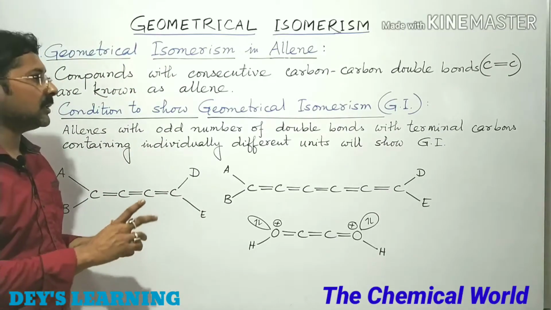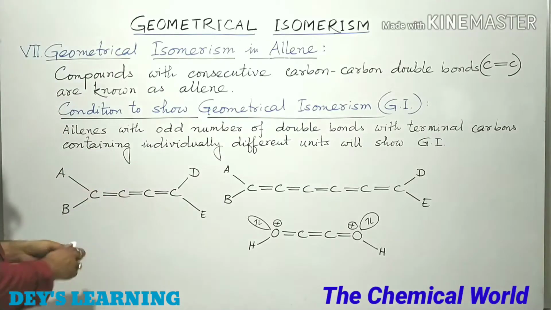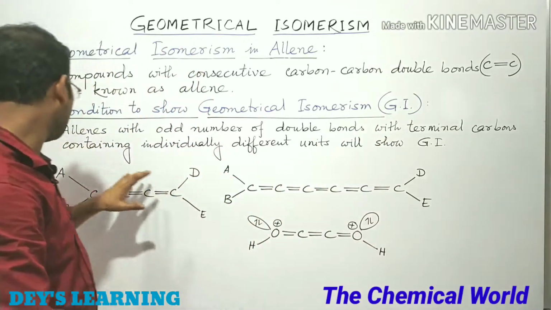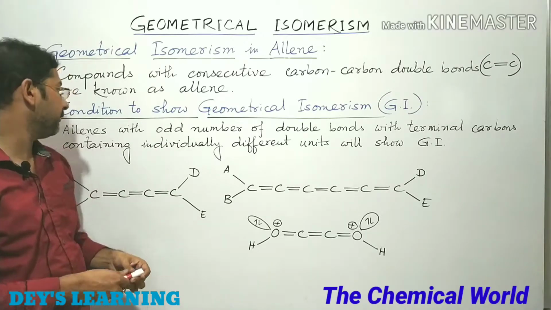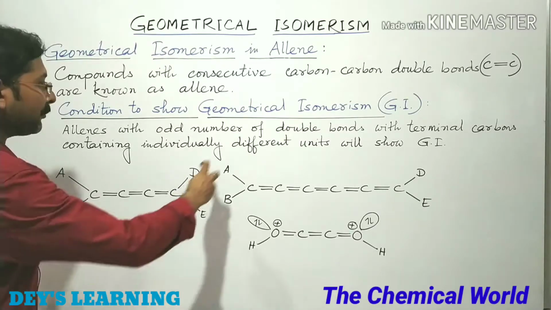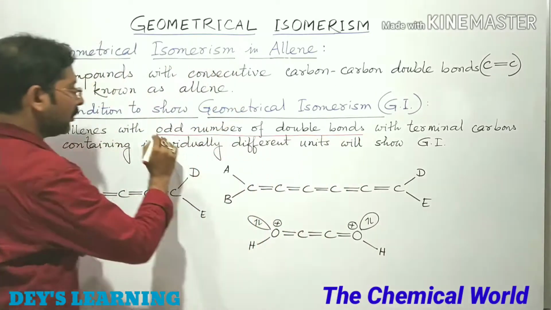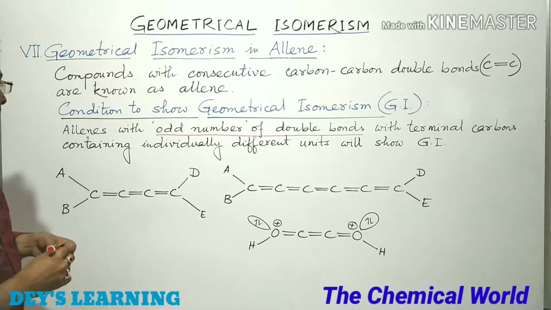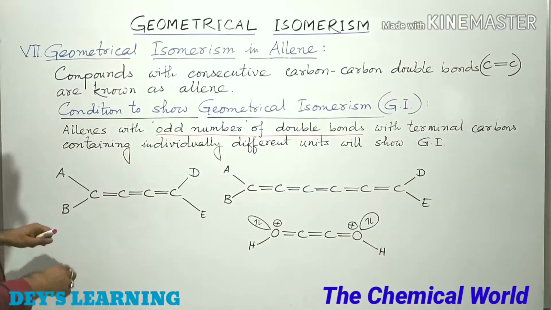Now, what are the conditions for the allenes to show geometrical isomerism? The condition is: allenes with an odd number of double bonds, with terminal carbons containing individually different units, will show geometrical isomerism. Look at here. Allenes with an odd number of carbon-carbon double bonds. This is very important. Odd number of double bonds with terminal carbons containing individually different units will show geometrical isomerism.